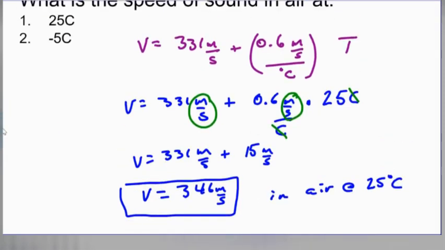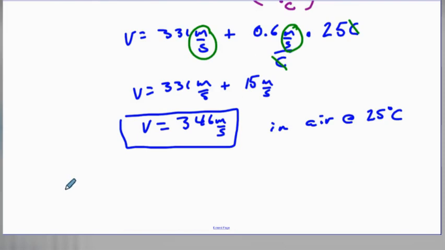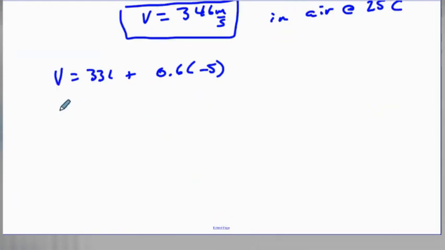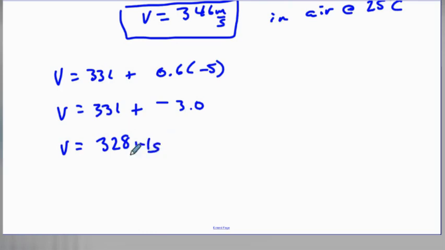Okay, second question, what about at -5 Celsius? Once again, the speed is 331 plus 0.6 times -5. And we're going to find that equals 331 plus -3.0. So the speed of sound at -5 Celsius will be 328 meters per second.